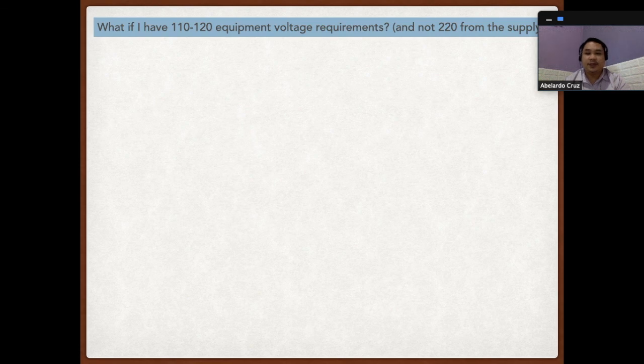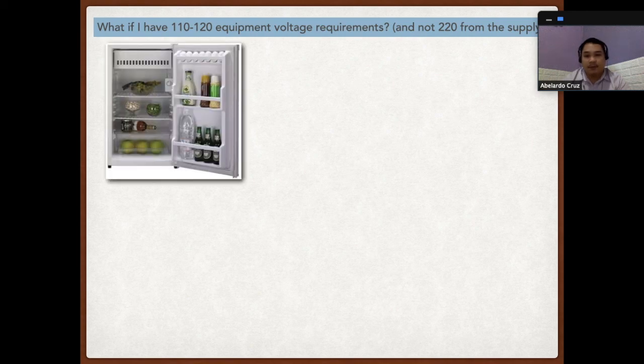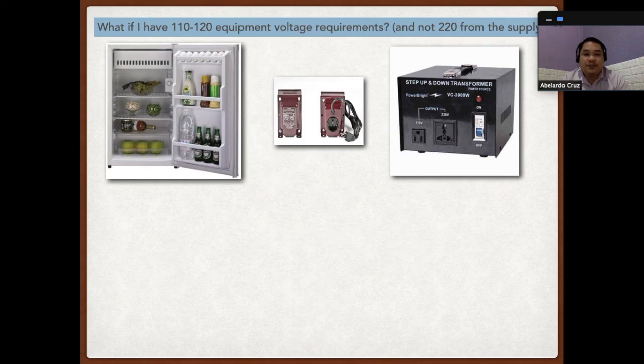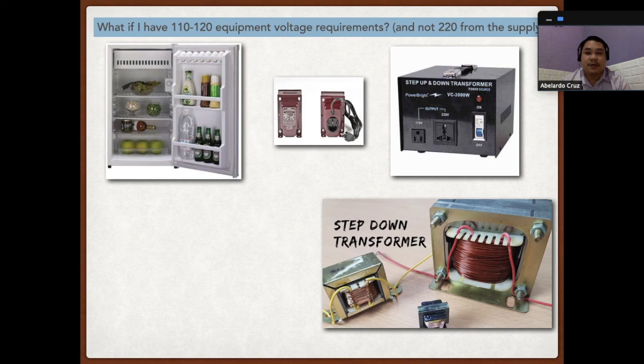Now, there's a question here. What if I have a 110 to 120 equipment voltage requirement? Say, for example, you bought a refrigerator from Japan. It only requires 110 to 120. And then, therefore, you will use this step-down transformer. You can see this device at the back of your refrigerator, that is a step-down transformer, so that you can use your household electricity, which is 220, and that be converted into 120. So this is how the step-down transformer works.